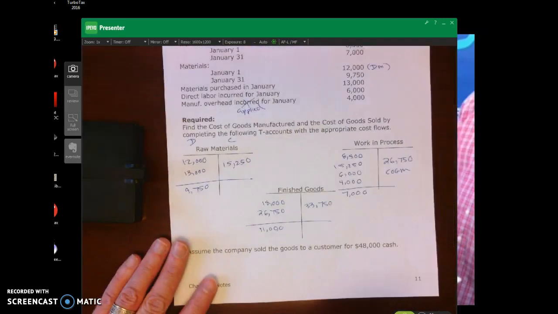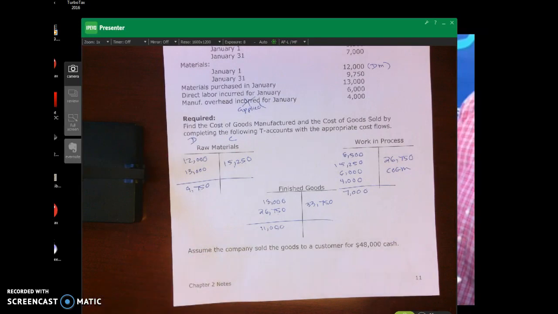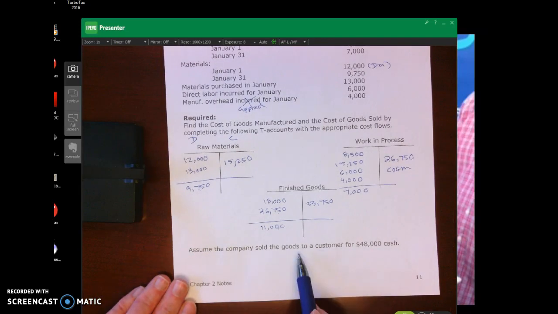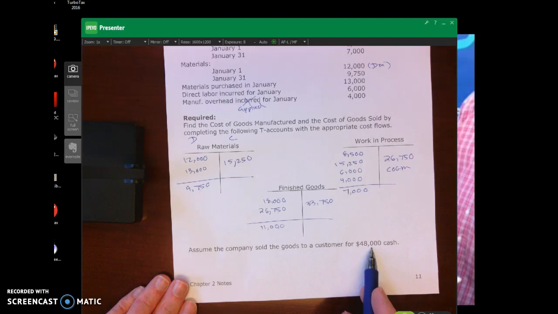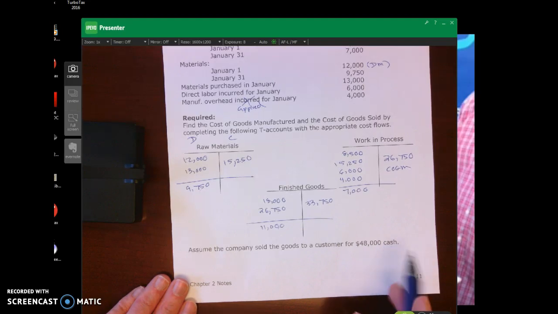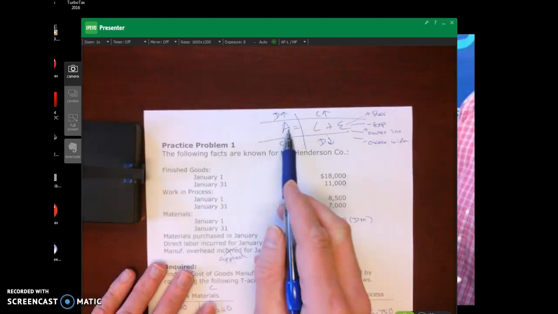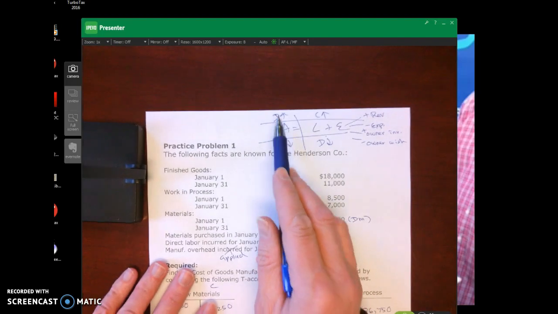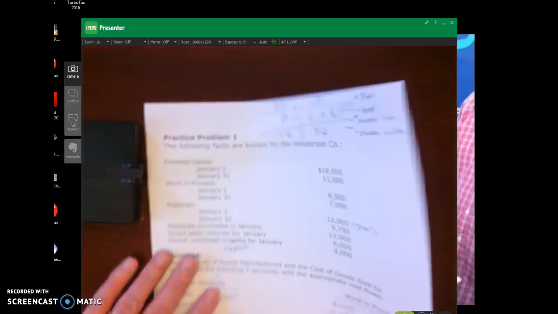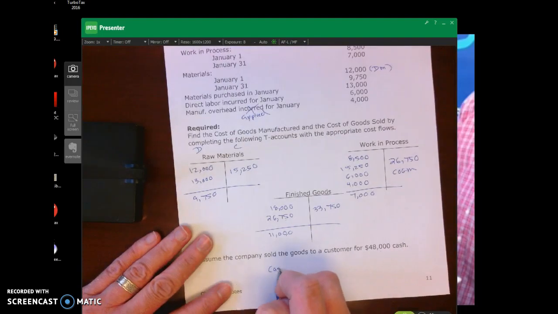Now what we're going to do is some journal entries. We say, assume that the company sold the goods to a customer for $48,000 cash. What are we getting? We're getting cash. Where do we put cash in terms of the accounting equation? Cash is an asset. How do I make an asset go up? With a debit. So therefore, it's a debit to cash.